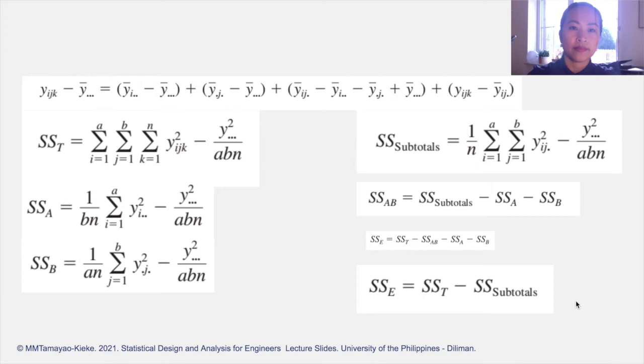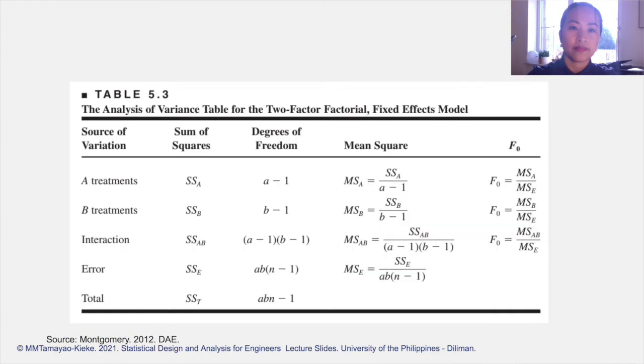And then we have the familiar ANOVA table. So it looks familiar to you, right? This is the ANOVA table for the two-factor factorial fixed effects model. On the first column, you can see the source of variation. Second column, you have the sum of squares. Degrees of freedom on the third column. And then you have the mean square on the fourth. And your parameter F naught on the last column.